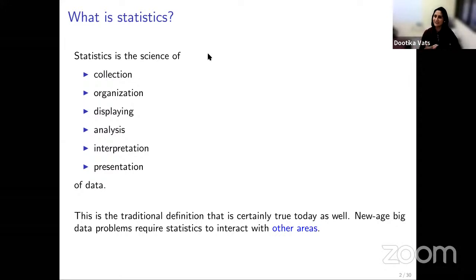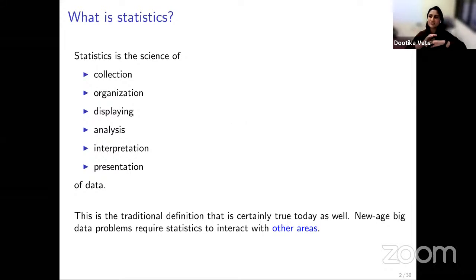Because it is the science of data. As these bullet points indicate, it is nothing but the science of data. So why are statistics and data science different from each other, right? What makes these two things different from each other? Well, this is the traditional definition of statistics.